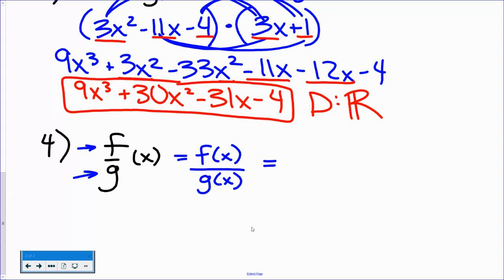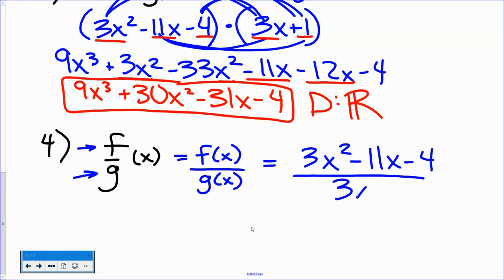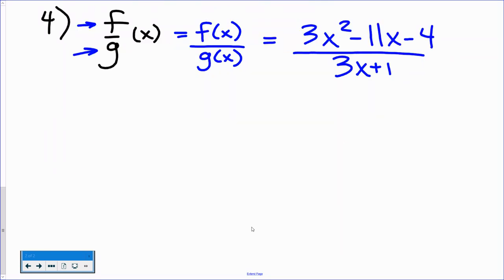Okay, so f of x, I'm using the same functions as I did above for my last problem. So I am putting the 3x squared minus 11x minus 4 over my 3x plus 1. Okay, and then from here I need to see if I can simplify. Now this should look familiar, hopefully. This is from our last unit. How did we simplify something like this? Well, we factored it to see if there were any common factors that I could divide out of the top and bottom. So I'm going to go ahead and attempt to factor the top. The bottom can't be factored.